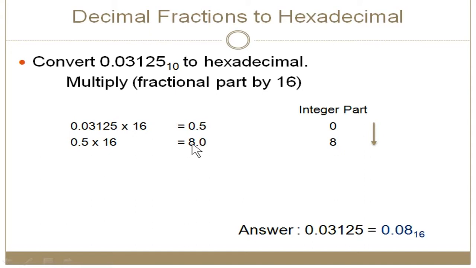So 8 is the integer part, you take it out, and the fractional part is already 0. Once it becomes 0, you stop the calculation. The final answer should be written from top to bottom. So it should be 08. So the decimal value 0.03125 has the hexadecimal equivalent 0.08 base 16. That is the hexadecimal answer.